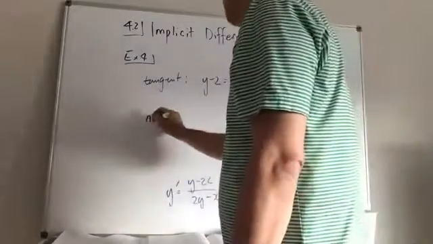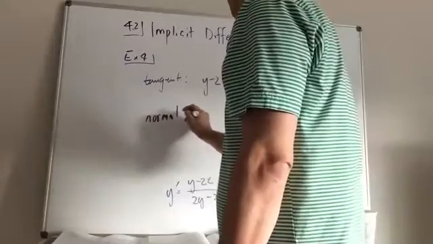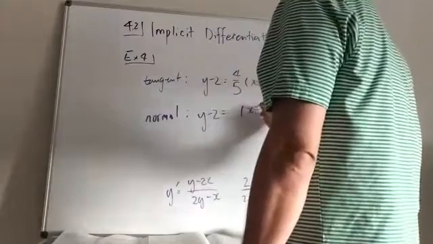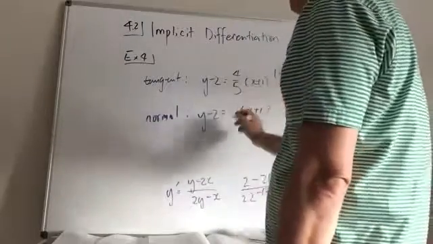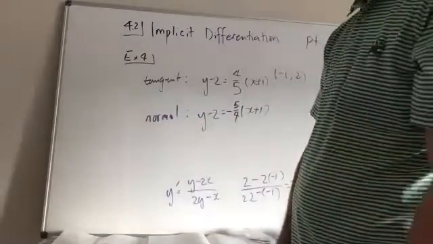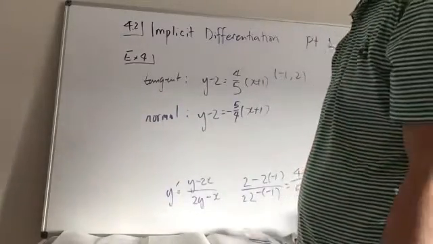Then the normal line is going to be the same point, y minus 2 equals something times (x plus 1), but it's going to be the opposite reciprocal of this. So it's negative 5 over 4. Okay?